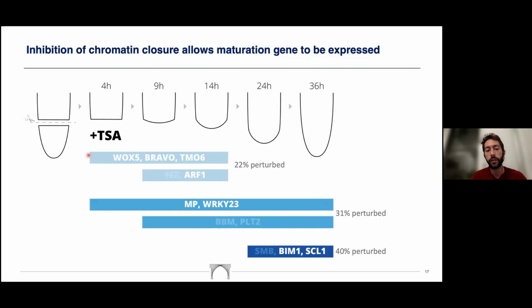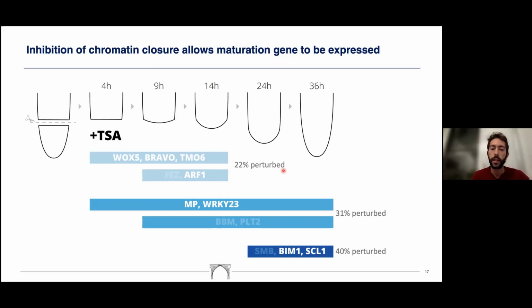So we characterize these transcription factors as the early ones that are expressed early on during the regeneration process, the middle ones that are expressed from the beginning to the very end, and the late ones that are only expressed later on. And so now we're characterizing which are affected by TSA. And you can see that, for example, our favorite WOX5 is not affected by TSA, nor are Bravo or TMO6, while FEZ is greatly affected.